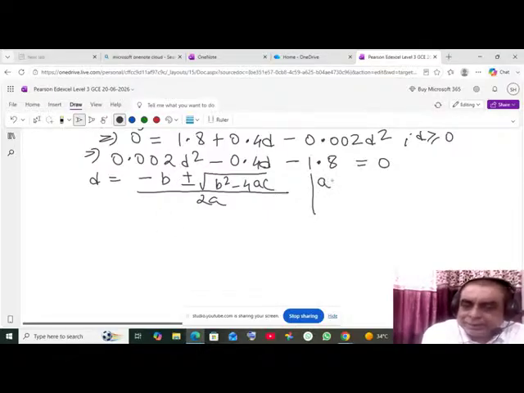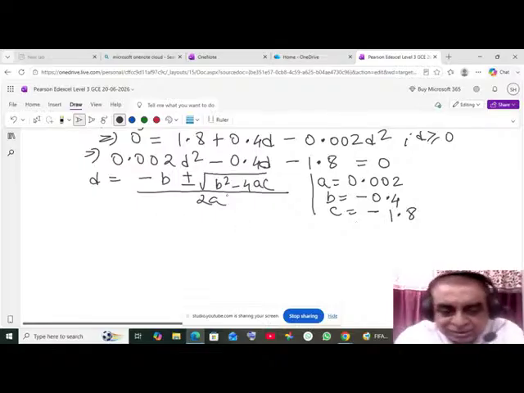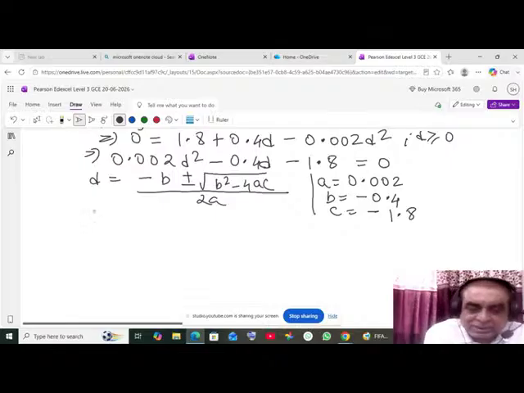So here A is the coefficient of d squared, which is 0.002, a positive value, B is the coefficient of d, which is minus 0.4, and C is the constant number free from d, which is minus 1.8. In this formula, you put the values of A, B, and C and solve it, and you will get the value of d, which is the answer. So it is minus B value. B value is given in the question, minus 0.4. So put that value here.